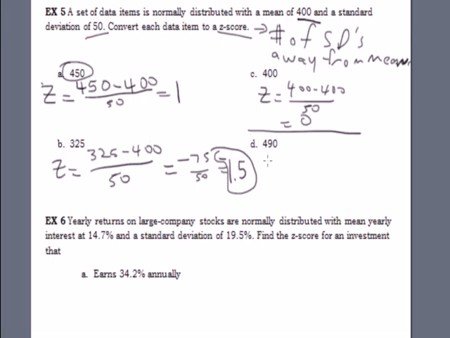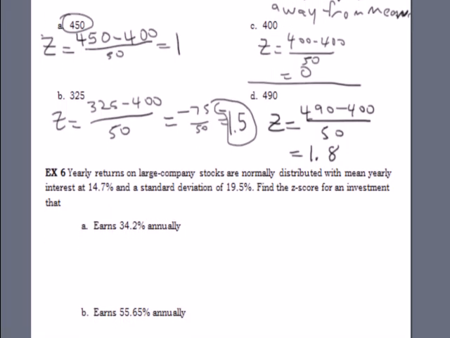And 490, well, the z-score there should be 490 minus 400 over 50, which would be 90 over 50, which is 1.8. So 490 is 1.8 standard deviations above 400.